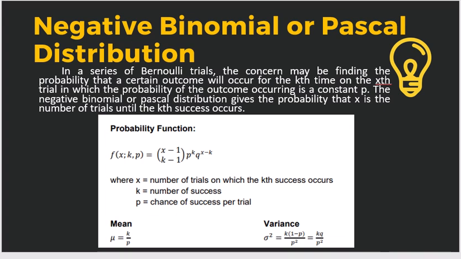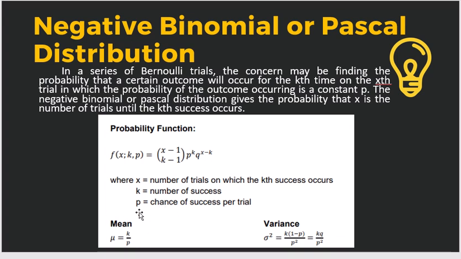If we're going to use the probability function, it is f of x, k, and p. So you have x minus 1 choose k minus 1, multiplied by p raised to k, q raised to x minus k. Where x is the number of trials, k is the number of successes, and p is the chance of success per trial.